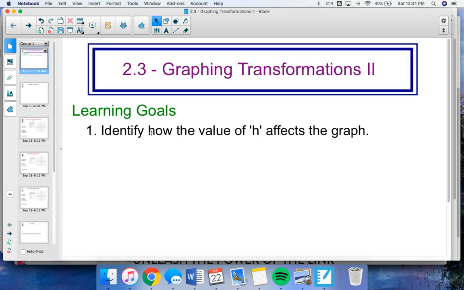Remember that with these video lessons, if you get confused at a part, you can always pause it and rewatch that part, and hopefully that'll help you a little bit. So today we're going to talk about graphing transformations, part 2.